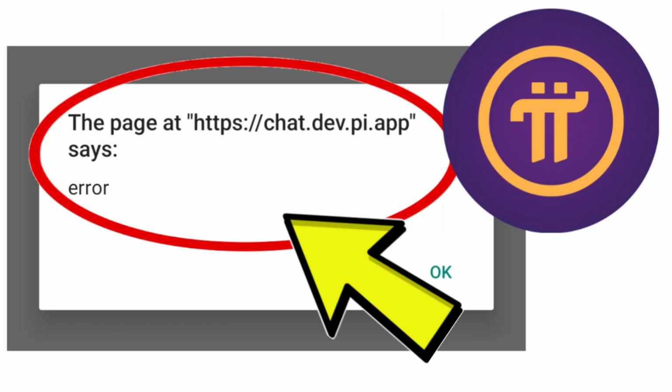How to fix Pi Network app. The page at https://chat.dev.pi.app says, error, problem step-by-step detailed solution.